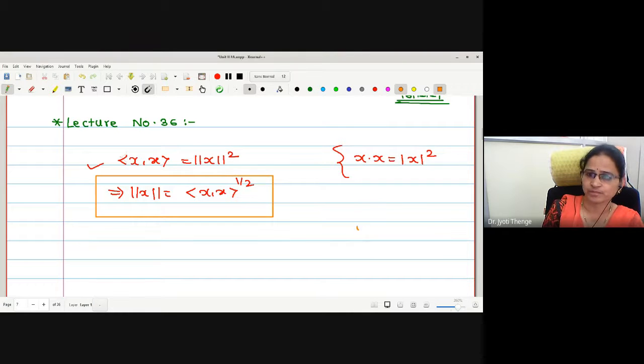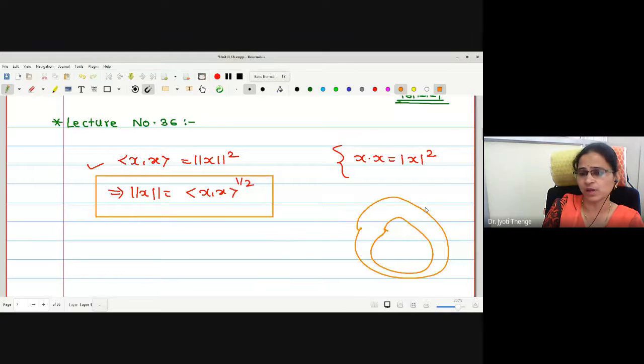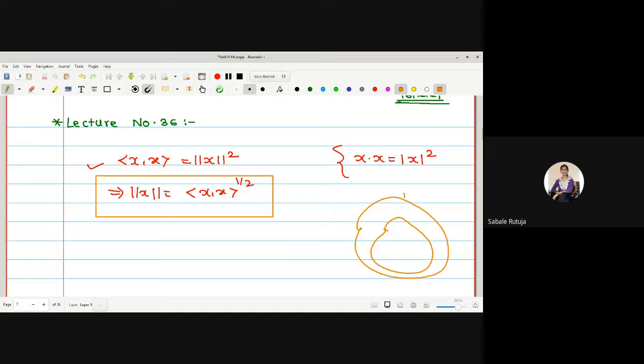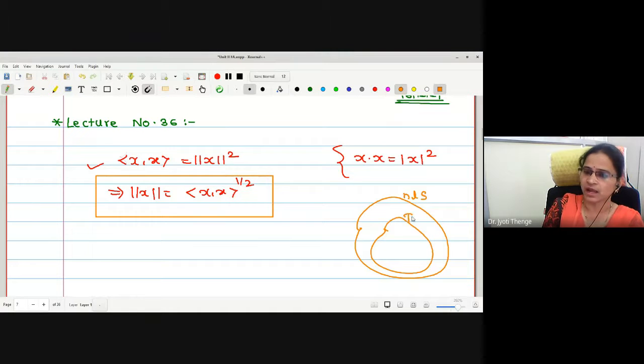What do you think? Every inner product space is a normed linear space, I am saying. So which one will be bigger? Whether normed linear space is bigger or inner product space is bigger? Normed linear space is bigger and inner product space will be a smaller one, right? Every inner product space is a normed linear space. This is what we wanted to show. In order to show this, we have to verify all the four properties for this norm.